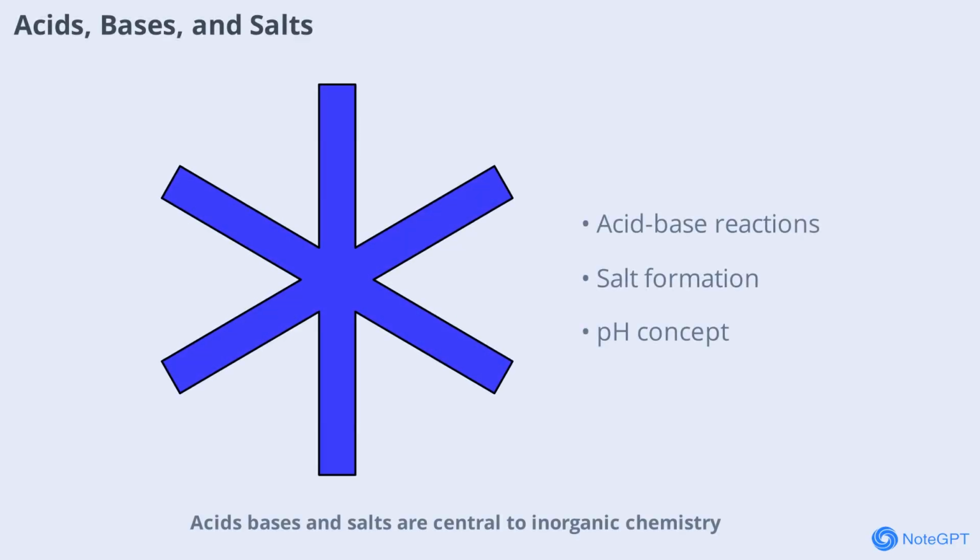Acids, bases, and salts are central to inorganic chemistry. Acids release hydrogen ions in solution, bases release hydroxide ions, and salts are formed from the neutralization of acids and bases. The strength of acids and bases is measured by their dissociation in water. Understanding the properties, reactions, and uses of acids, bases, and salts is essential for solving a wide range of chemical problems and for practical applications in daily life.